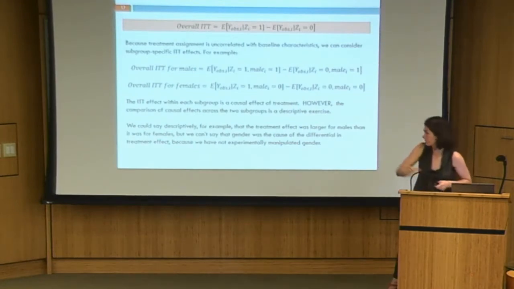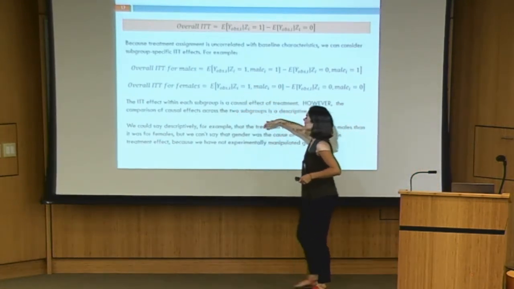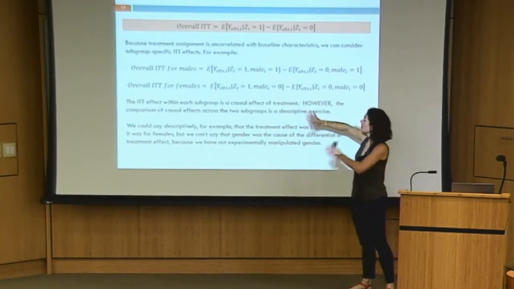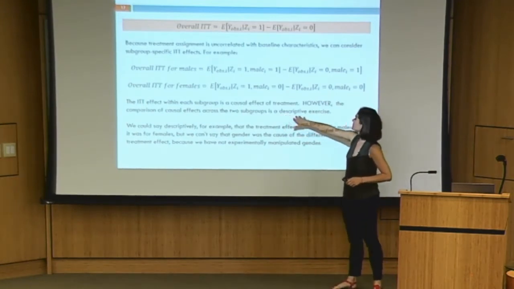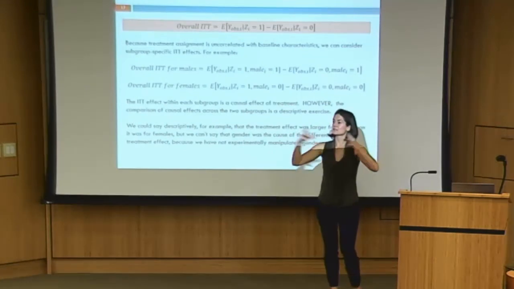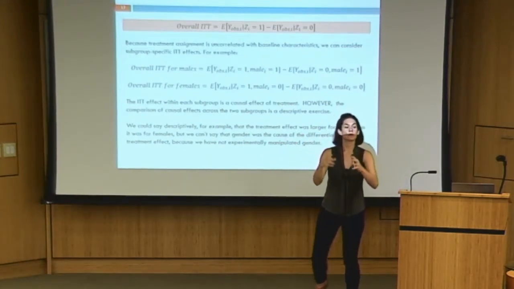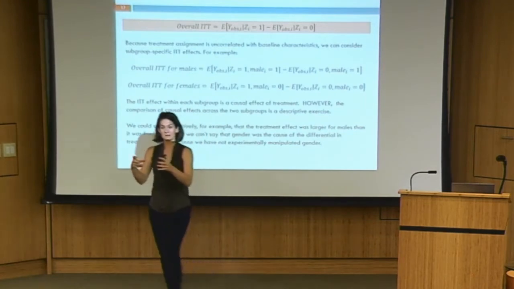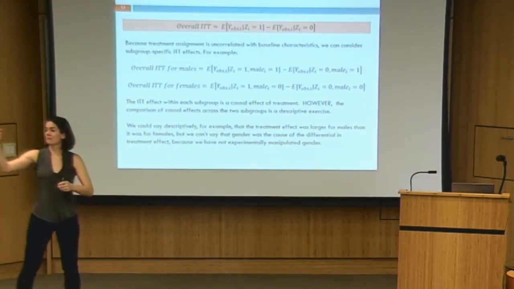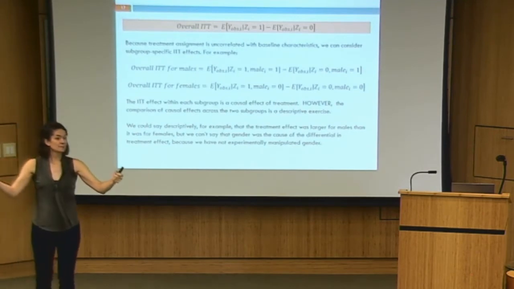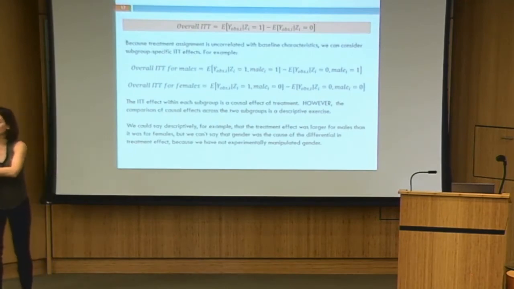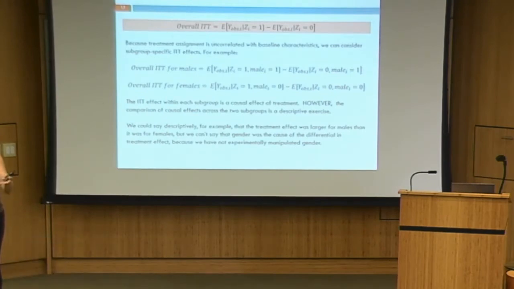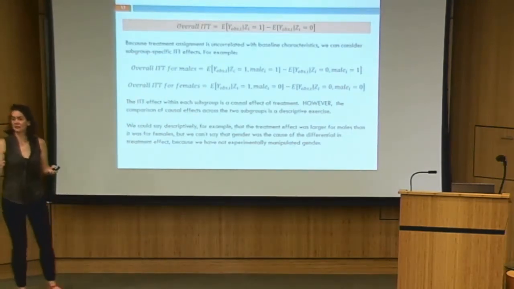And we may find, when we compare our estimates of those two ITT effects, that we may find differences in those causal effects. When we compare those causal effects between the two subgroups, that's inherently a descriptive exercise, right? So the within-group comparisons are causal treatment effects, but when we're comparing the effect of a treatment for males versus the effect of a treatment for females, comparing those effects is descriptive, right? We can say that the effect was larger for females than it was for males, but we don't know if that's inherently caused by gender. It's just related to gender.